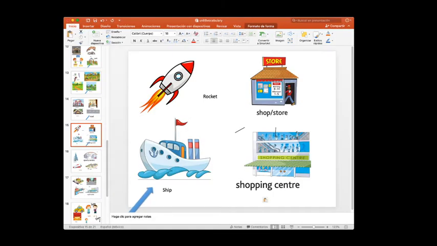This other one is ship. Okay, this that is the most general or the most common name, shop or store. Okay, this other one that is more or less like Galerías Cuapa, that is a shopping center.